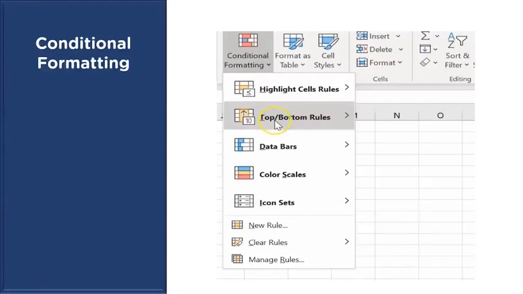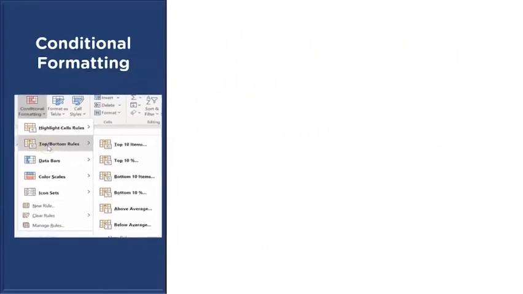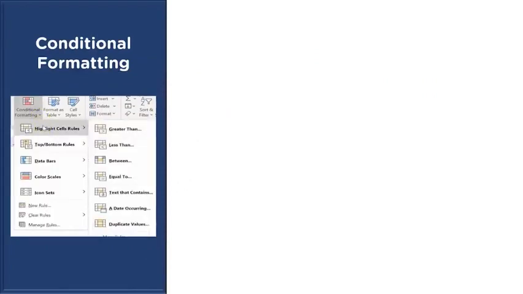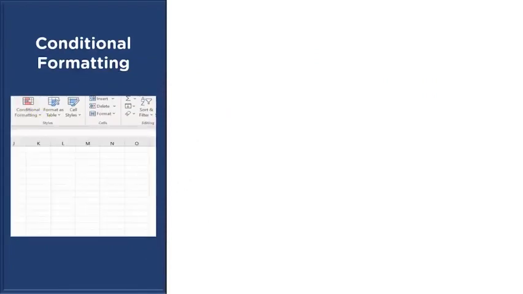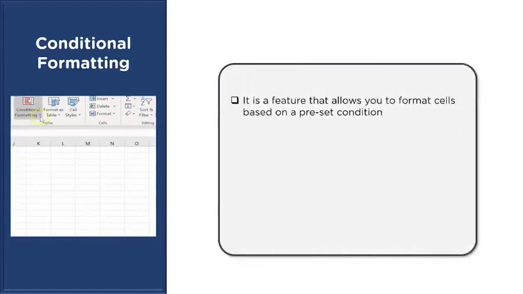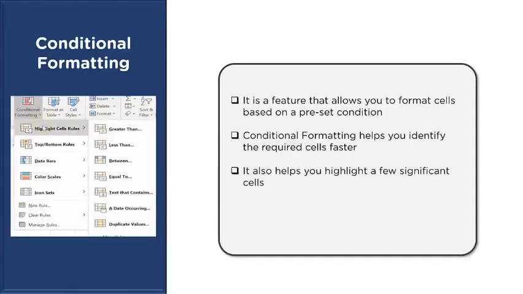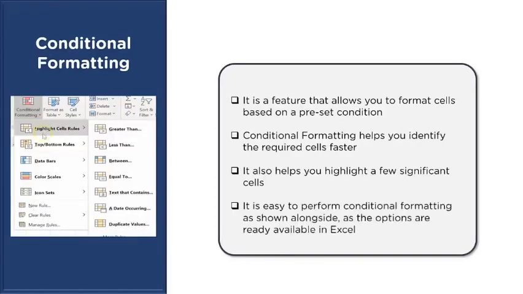rules. So conditional formatting is very useful for people who would want to work on huge amount of data and easily perform some data analysis. It's easy to use as it is shown here, and with your conditional formatting, you can format cells based on a preset condition. You can perform conditional formatting to identify cells. You can highlight a few significant cells, and you can easily perform conditional formatting as shown on the left side. Now, how do we work with conditional formatting? Let's have a quick look.